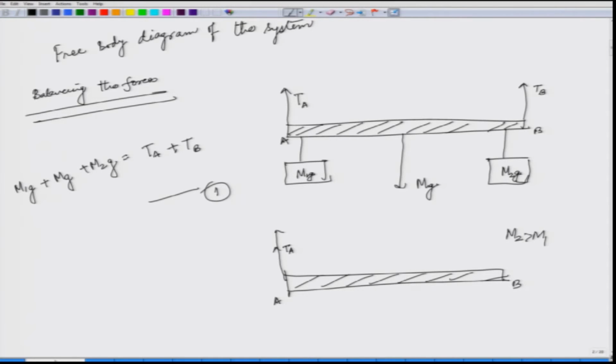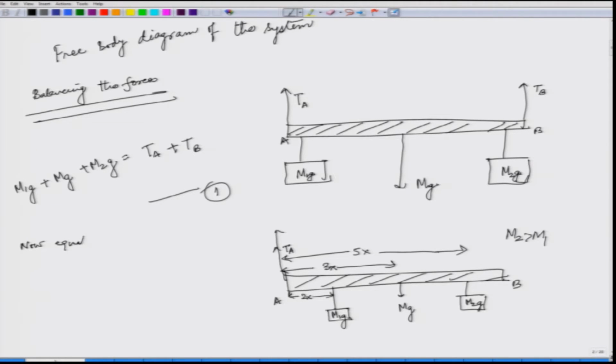Now, we have to find the torque due to other forces acting on the system. So, this is m1g, and it is acting at a distance of 2x from the end A. Now, mg is acting at a distance of 3x, that is the center of the rod, and another torque is due to m2g, which is acting at a distance of 5x from point A.